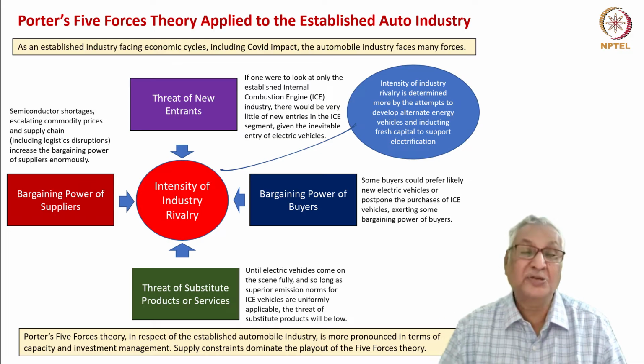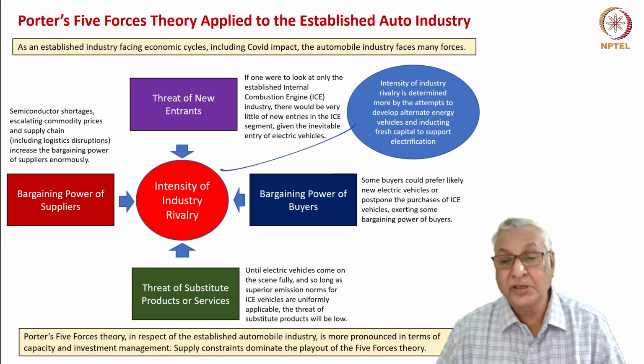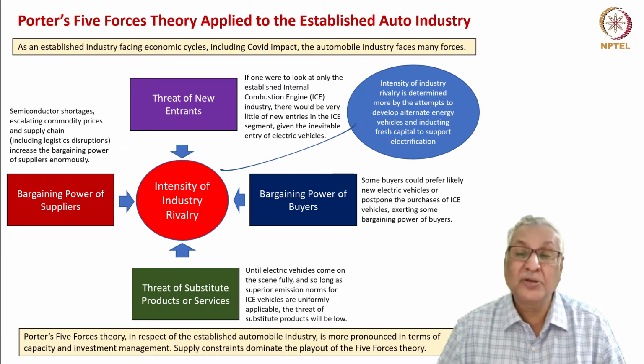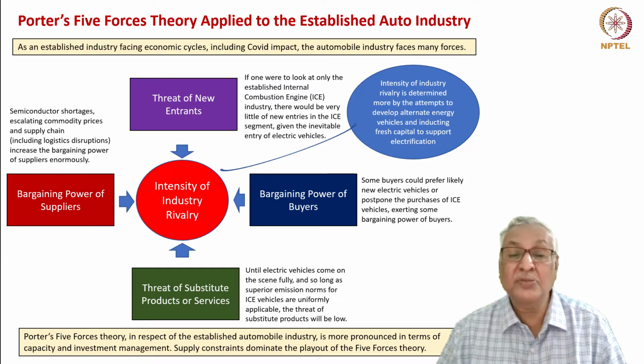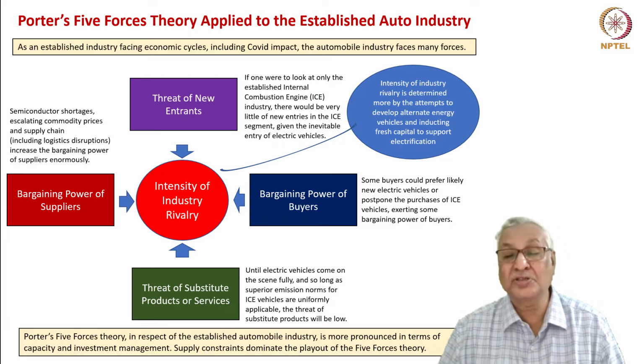They also may anticipate new electric vehicles coming in and they may postpone the purchase of the ICE vehicles. Even within the electric vehicles, people know that the first batch of vehicles will be priced higher and sooner or later the prices would come down, and they may choose to wait for this lower priced vehicle and therefore they could exert bargaining power.